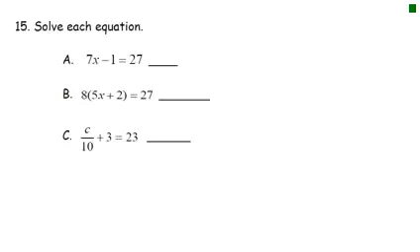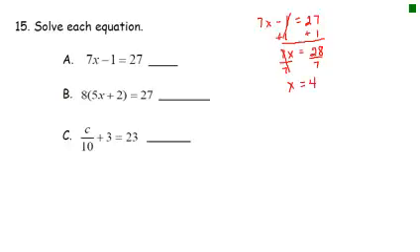All right, number 15, solve each equation. So right here we've got 7x minus 1 equals 27. So we're going to add 1 to both sides to get that variable all by itself. We've got 7x equals 28. Divide by 7, and x equals 4. So for letter A, you should have x equals 4.